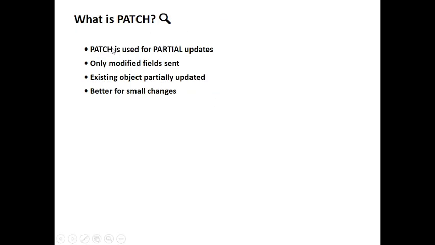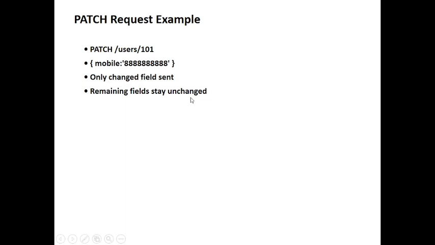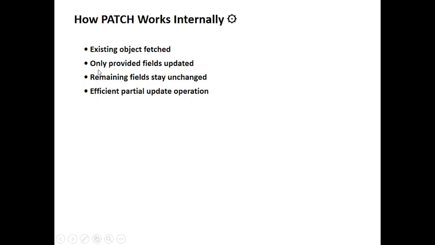So what is PATCH? PATCH is used for partial updates. Only modified fields are sent, right? It won't send all the fields. So the existing object is partially updated. Better for small changes. A PATCH request example: PATCH /users/101. For that, only the mobile number we got from the front end, right? So only changed fields are sent, and remaining fields stay unchanged. The existing object is fetched from the database and only provided fields are updated.